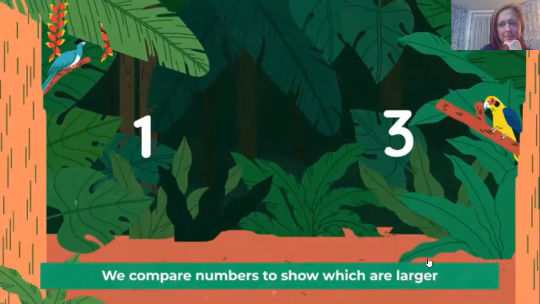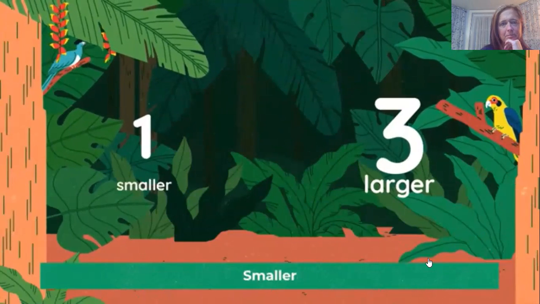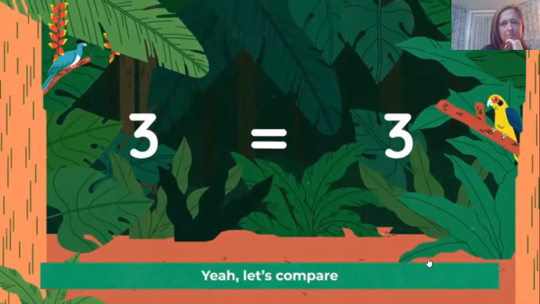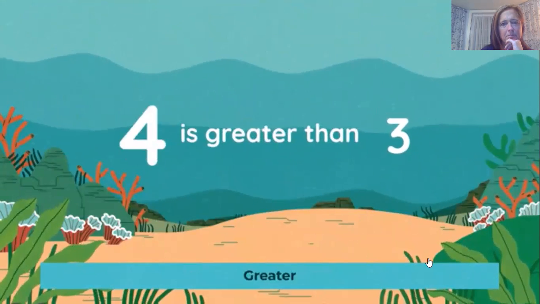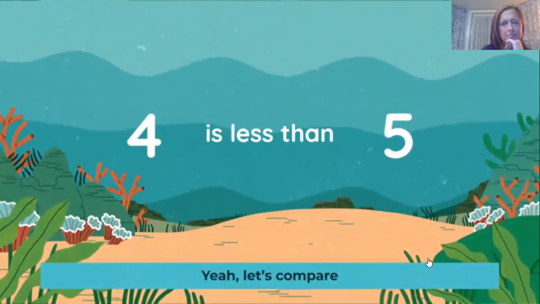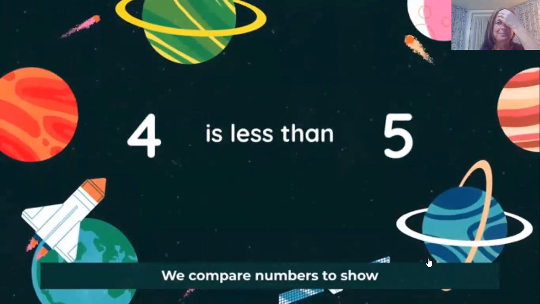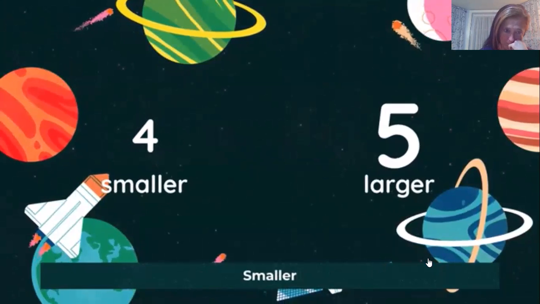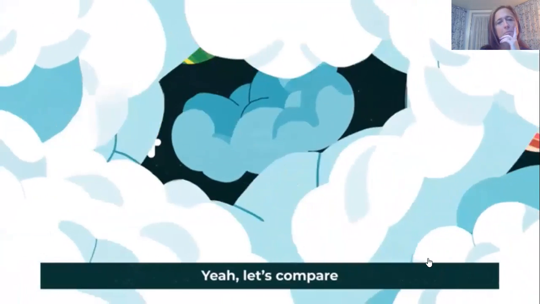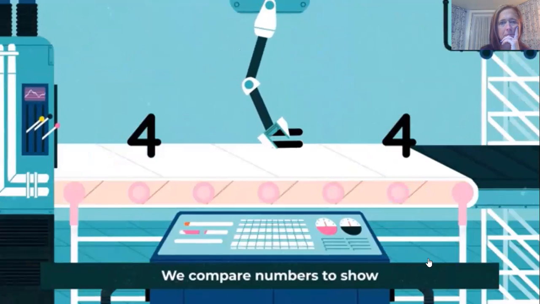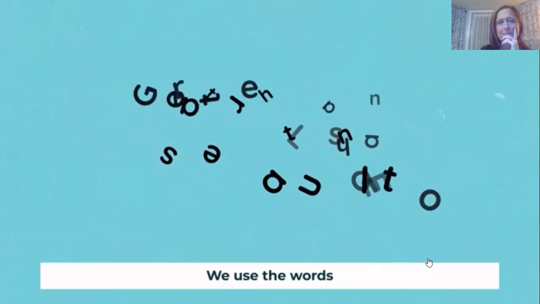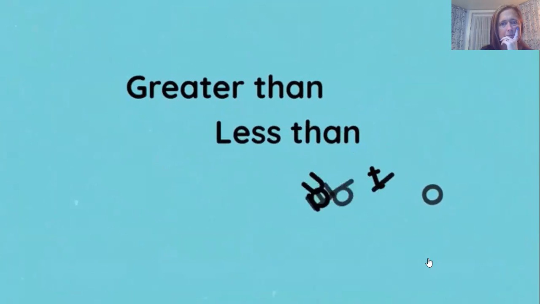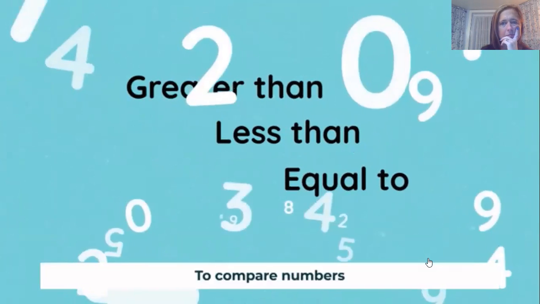We compare numbers to show which are larger, smaller, and which are the same. We compare numbers to show which are equal, greater, and less than. So, like we heard, we use the words greater than, less than, equal to compare numbers.